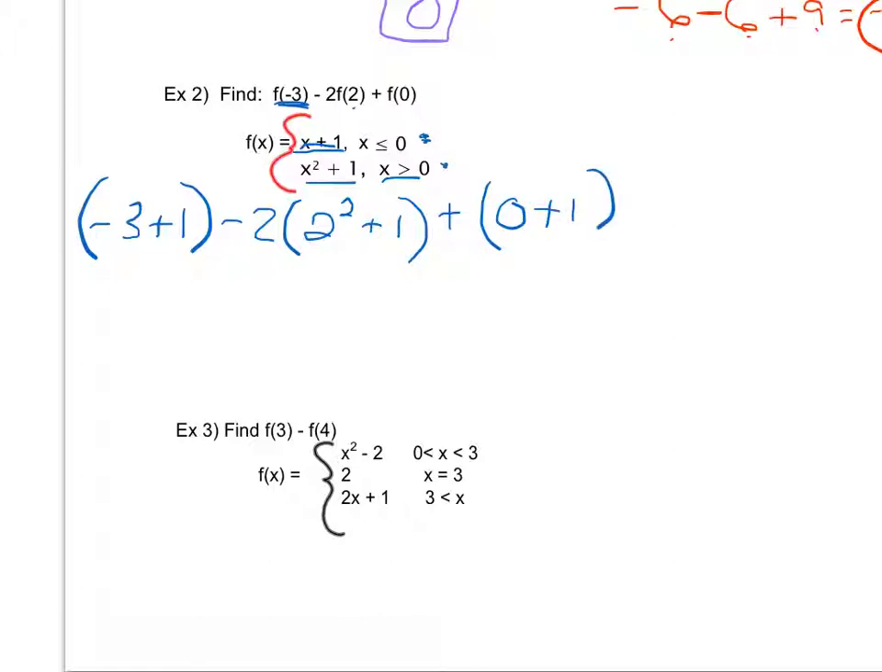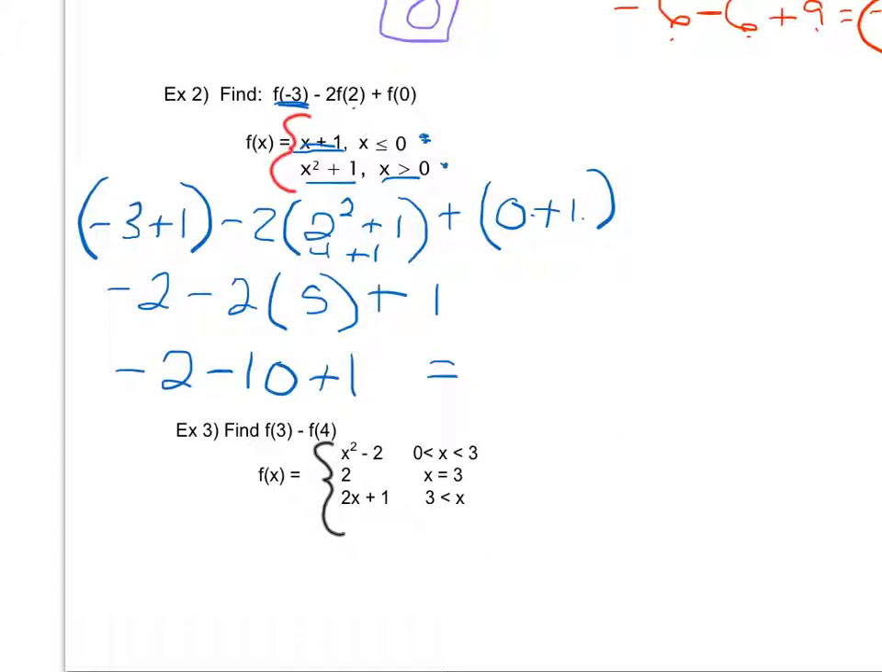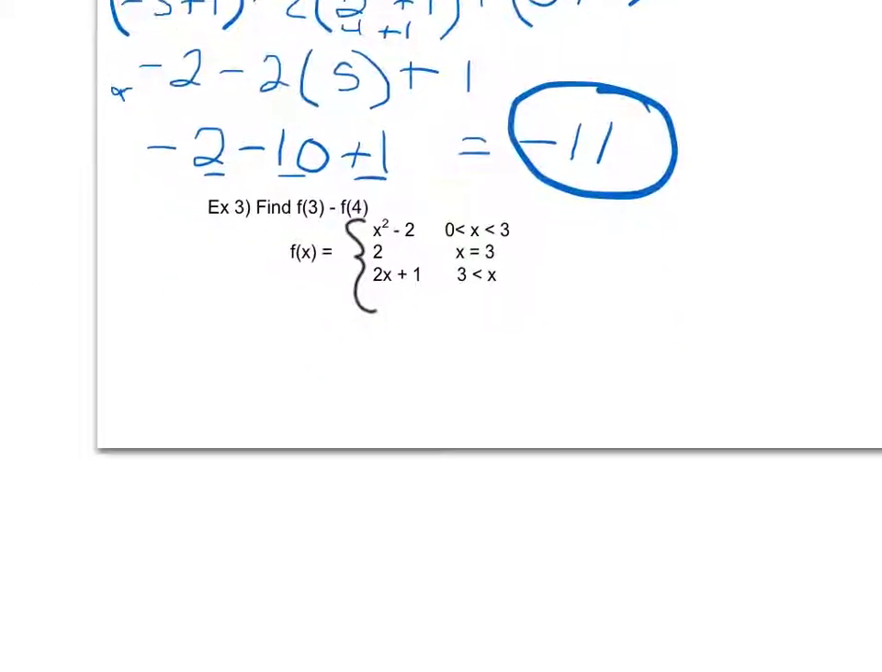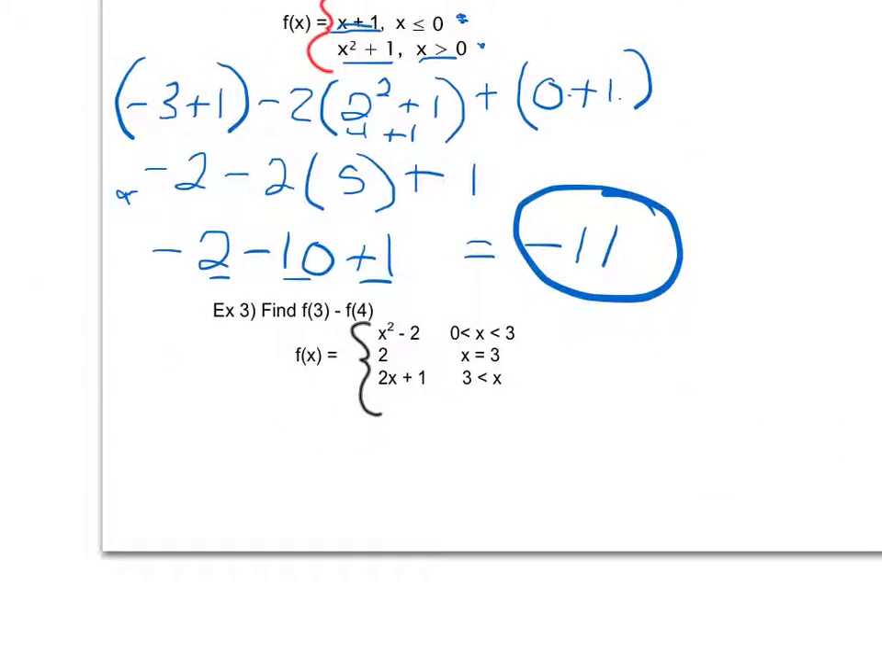Now that I've plugged everything in, I'm just going to follow order of operations. Negative 2 minus 2 times 4 plus 1 is 5, plus 0 plus 1 is 1. Negative 2 minus 10 plus 1 equals negative 12 plus 1, so negative 11. Make sure when you get to here you're following those order of operations. So there's example 2. Once again, make sure you pause and try example 3.